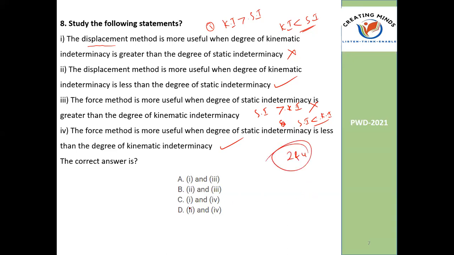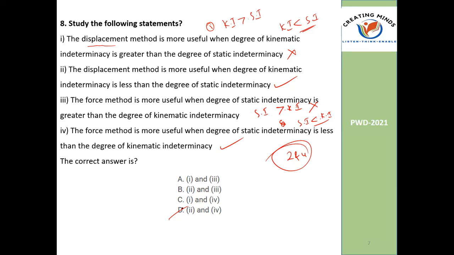So which option is right? Options 2 and 4, so D. Any doubts? What is meant by kinematic indeterminacy, and what is meant by static indeterminacy? We are going to discuss in detail after the strain energy concept. This is also related to the energy method.